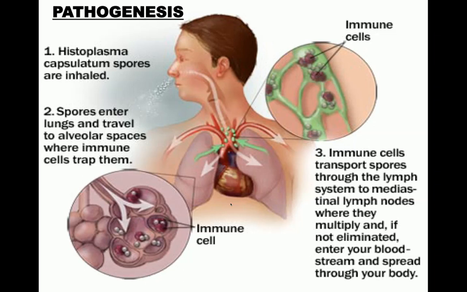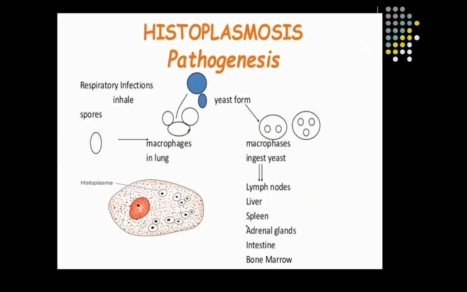Within the macrophages, the yeast are formed from the spores which are inhaled. When they are taken up by the macrophages, these spores are converted into yeast cells and they start multiplying, and they are carried to different parts of our body via the bloodstream.